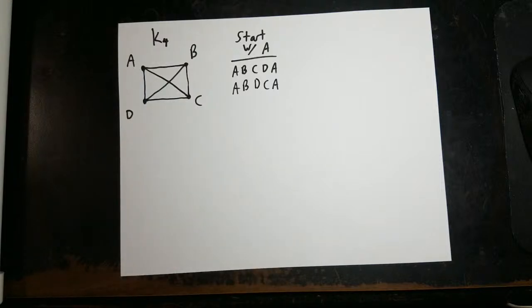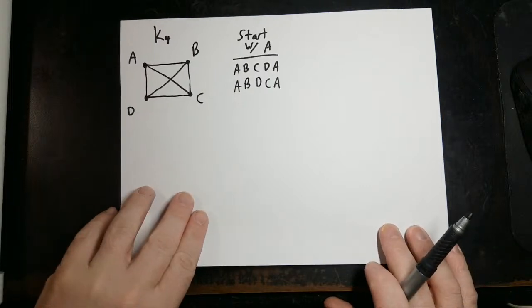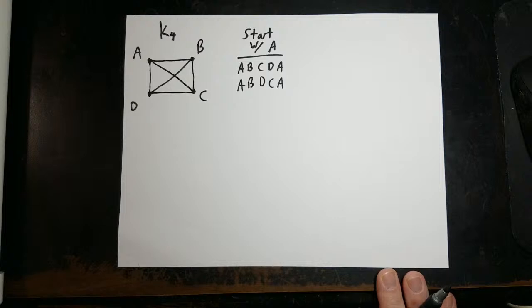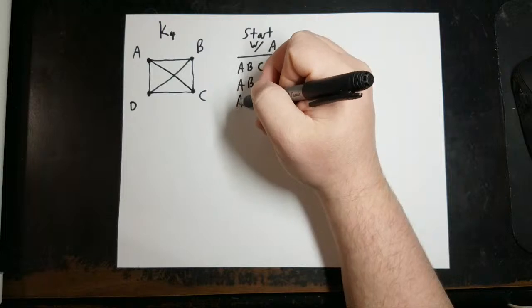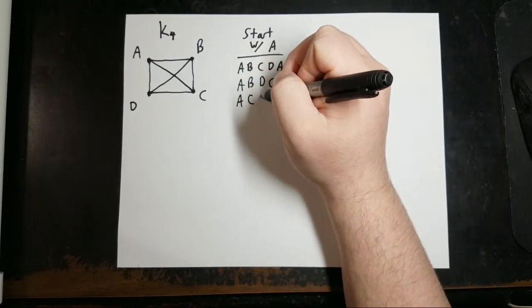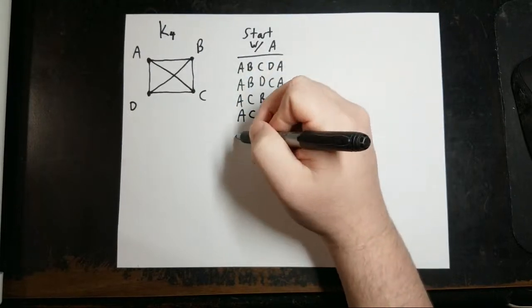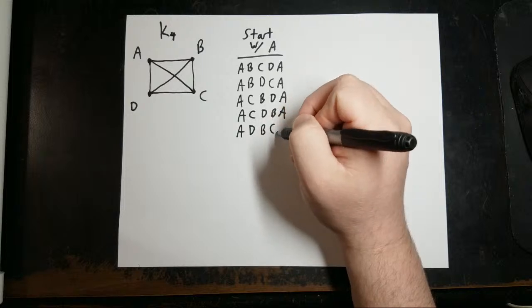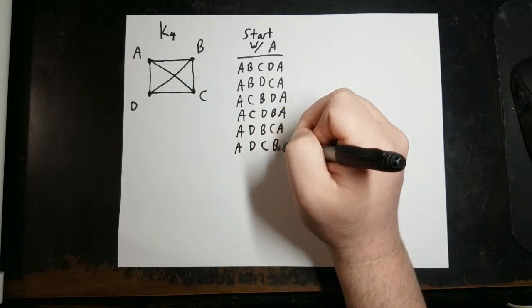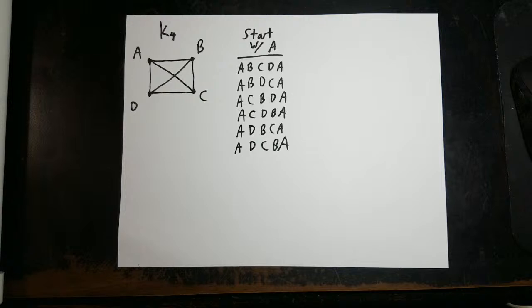Again, with Hamilton circuits, you have to visit every vertex exactly once. Edges don't really matter in this case, but it's visiting every vertex exactly once. You kind of see how those connections are made. I could go A, C, B, D, A, or A, C, D, B, A, D, B, C, A, D, C, B, A. That exhausts all of the possible sequences that you could have if you just limit yourself to starting with A.